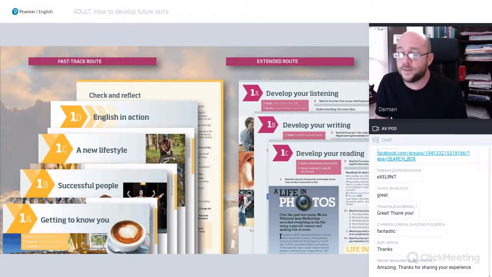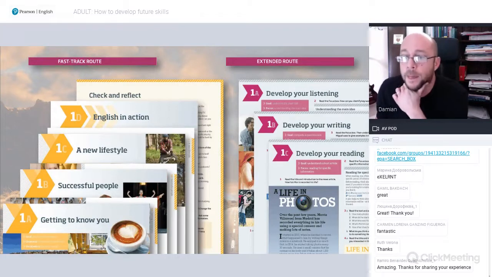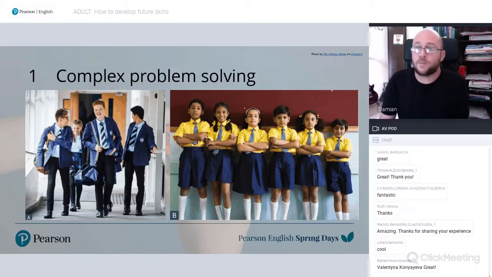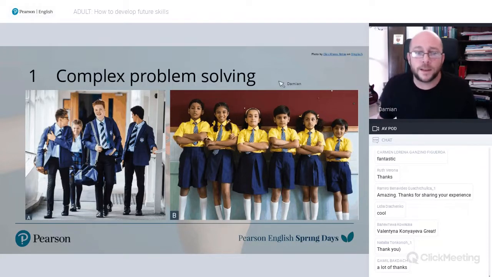So that's how we develop language skills. But how do we develop future skills? Okay, so if we come back to complex problem solving, remember, the ability to solve new complex problems in real world settings, looking at different vantage points, breaking up the problem and using trial and error to solve it. So this is the start of one of the lessons. What topic do you think the lesson is about?